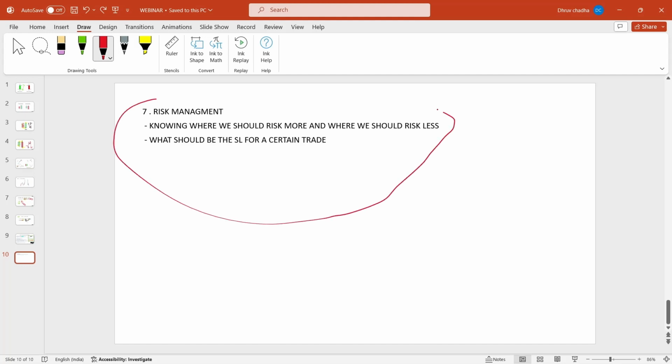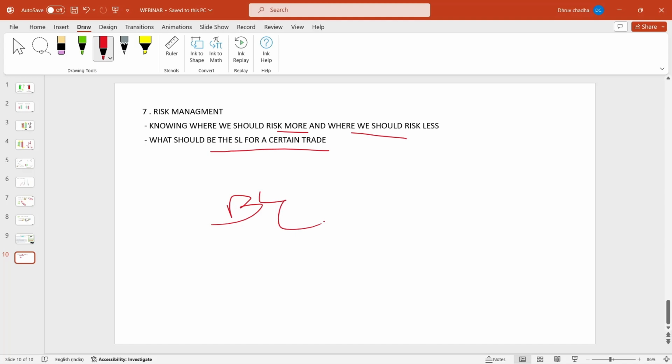And I'm going to be talking about risk management too. Risk management is more personal, but I will talk about when you can take more risk and when you should take less, what the SL should be for a certain trade, and when you can put a break even on your trade.